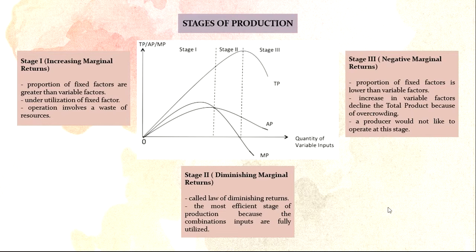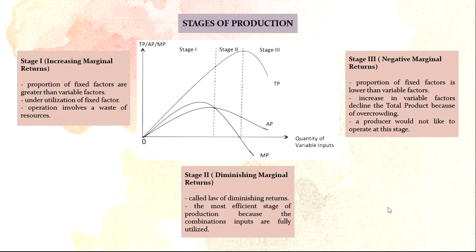So in stage 1, why is it not efficient? Because the output is still increasing, but not to the maximum point. You can see the line for total product in stage 1. It's not at the maximum point, so it's not good for the company. Why does it not reach its maximum point? Because the proportion of fixed factors is greater than variable factors.